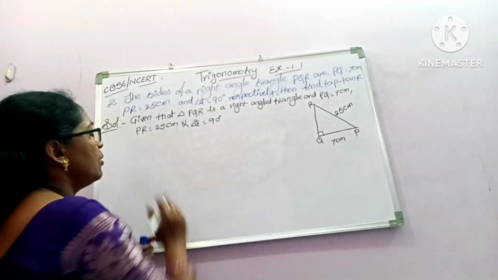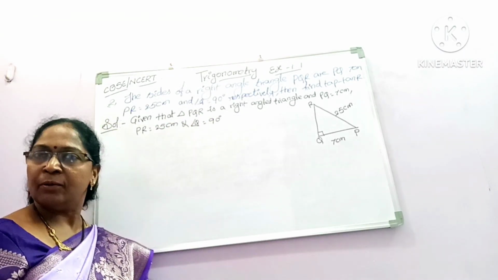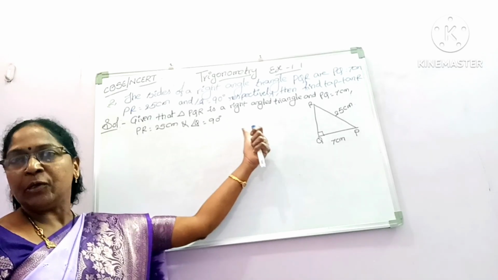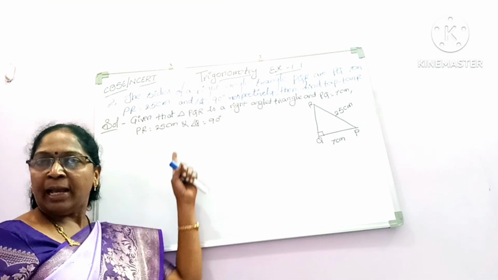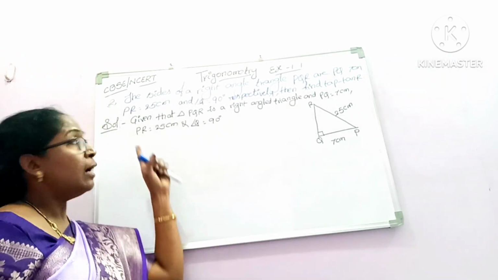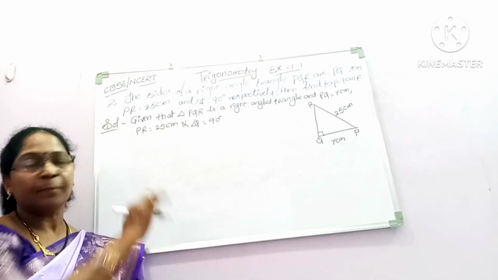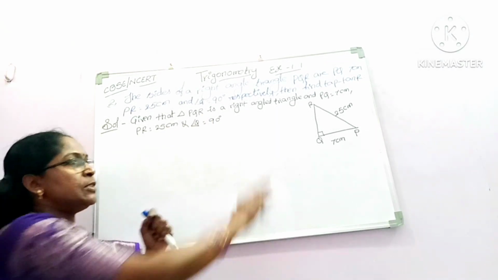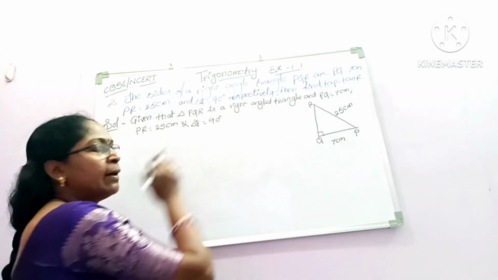So how can you find it? First write down the given data. What is given? Triangle PQR is a right angle triangle. Right angle at which letter? Angle Q equal to 90 degrees, PQ equal to 7 centimeters and PR equal to 25 centimeters. Those two sides are given. Now here you have to find out tan P and tan R.